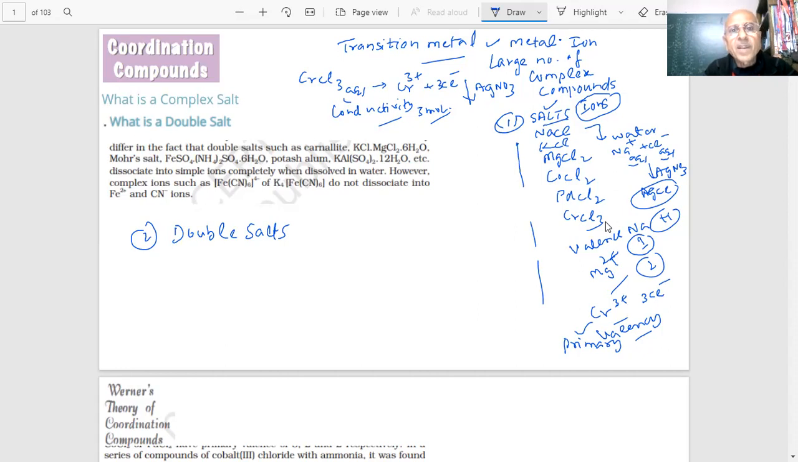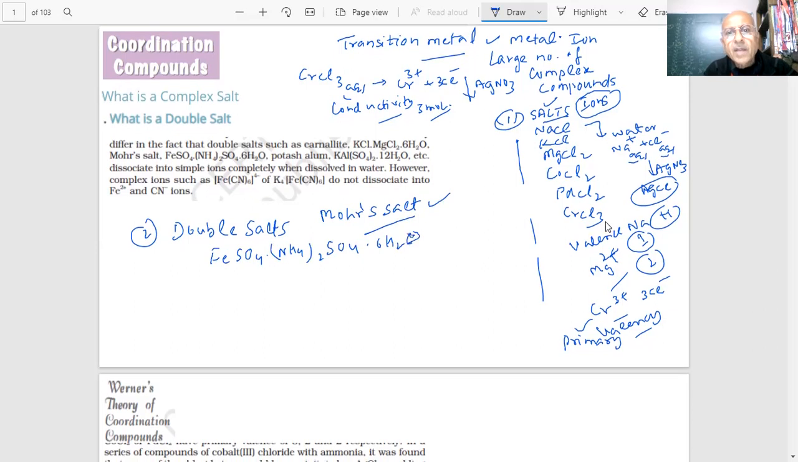For example, examples of double salt, you know. Mohr's salt you are using in the chemistry lab, doing titration. What is the formula of Mohr's salt, students? FeSO4 ammonium sulfate and 6 water molecules. Is that right? Shall we make a correction? This is one salt. This is another salt. There are two salts now.